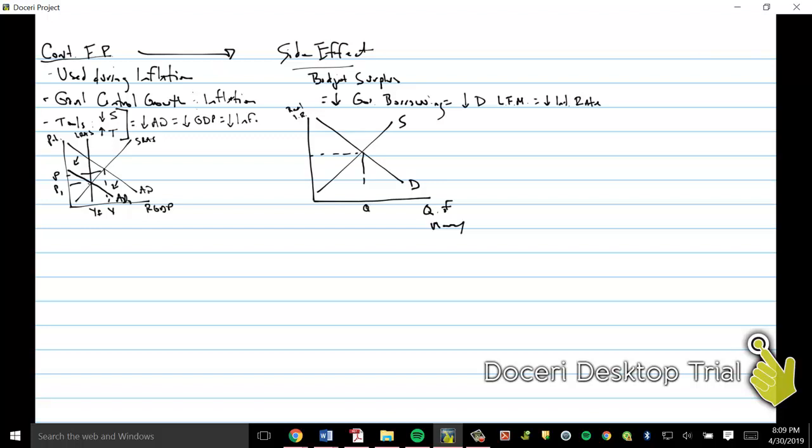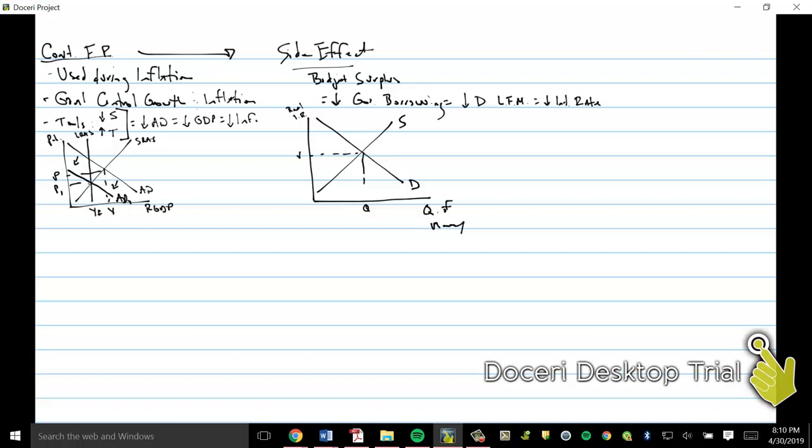Now, I didn't say this a minute ago, but I think it's important that we understand that in the loanable funds graph, the supply curve represents the amount of savings in the economy, and the demand curve represents the amount of borrowing in the economy. And that's why when the government borrows more or less, we go to this market.